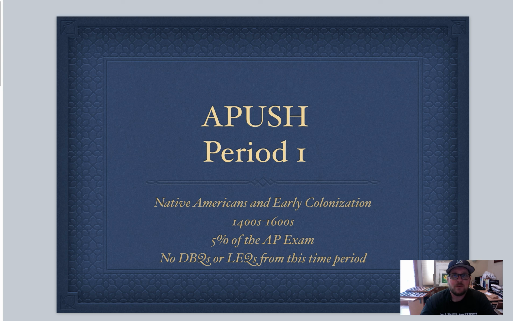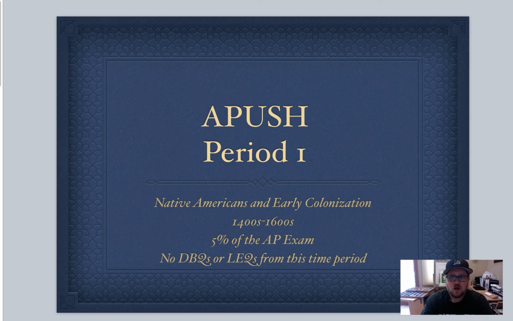Today we're going to be looking at period 1. In this period we see Native Americans and early colonization, and it's going to be prior to the 1600s. The focus is going to be basically early Native American cultures and the first European colonization, and we're going to be looking a little bit at the three big ones: the Spanish, the French, and the Dutch colonization periods in this time period. Period 2 will focus more on the English colonization side of this.